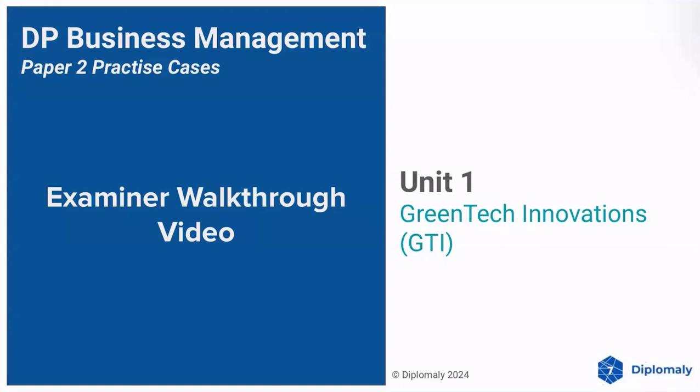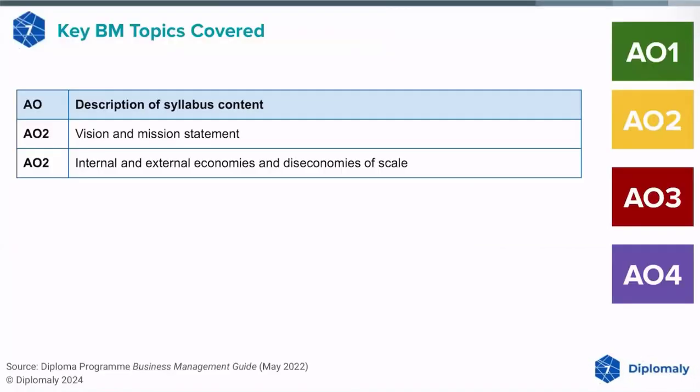Today we'll be going over a case study called GreenTech Innovations, and this is a case study from Unit 1. This is the third part video for this case study looking at question C and question D. You might want to refer to the other walkthrough videos for the other parts of the question. In this particular video, we will look at two questions.